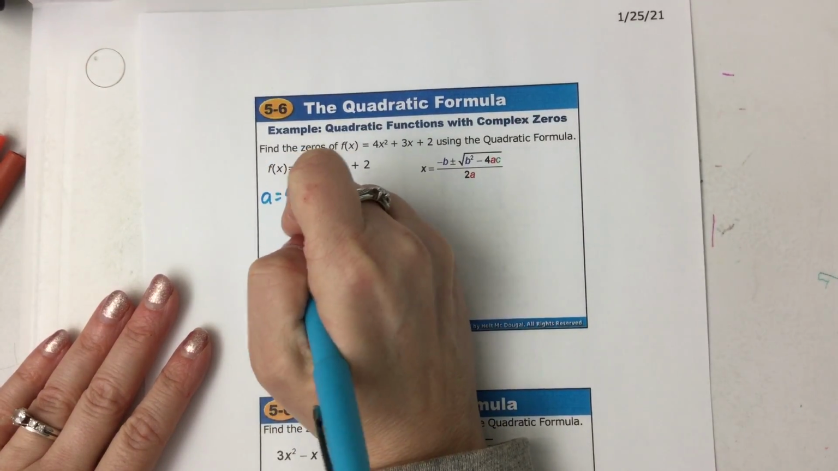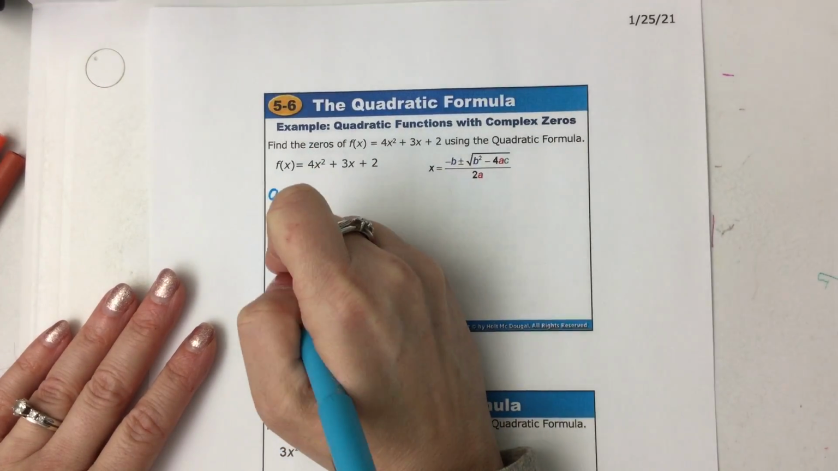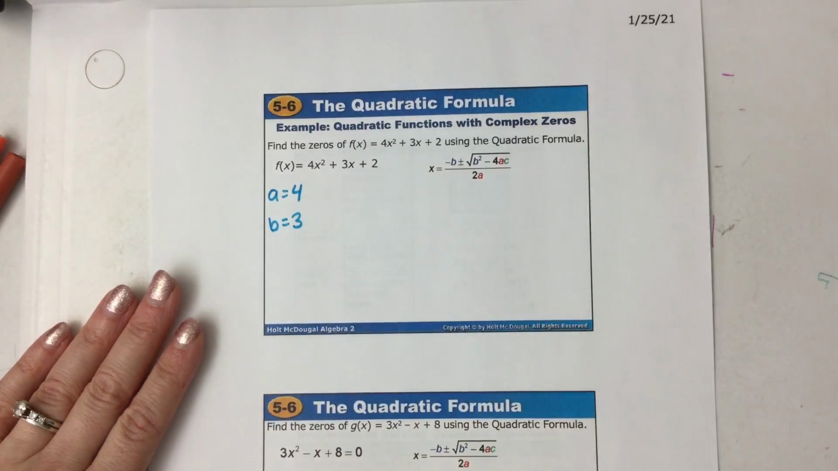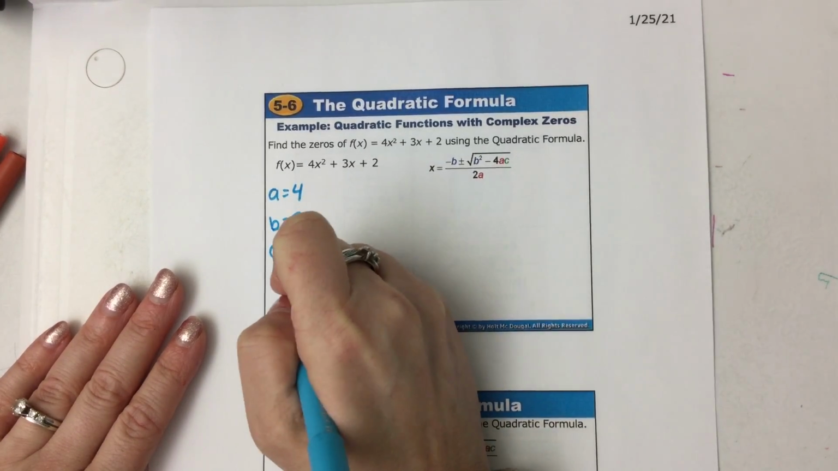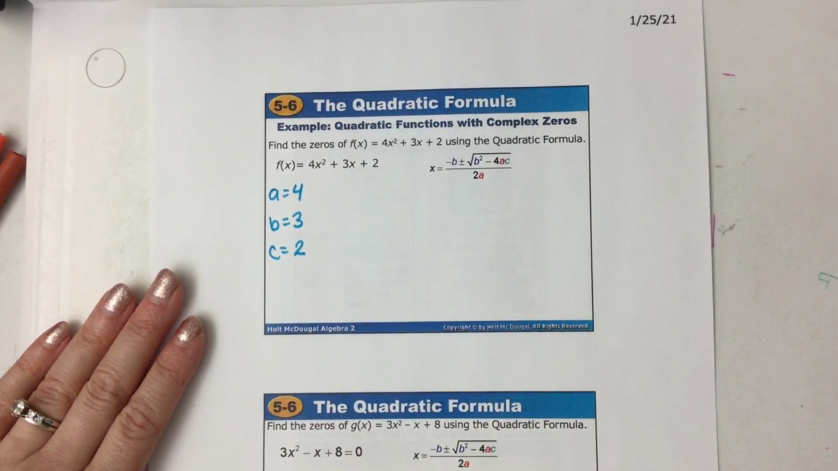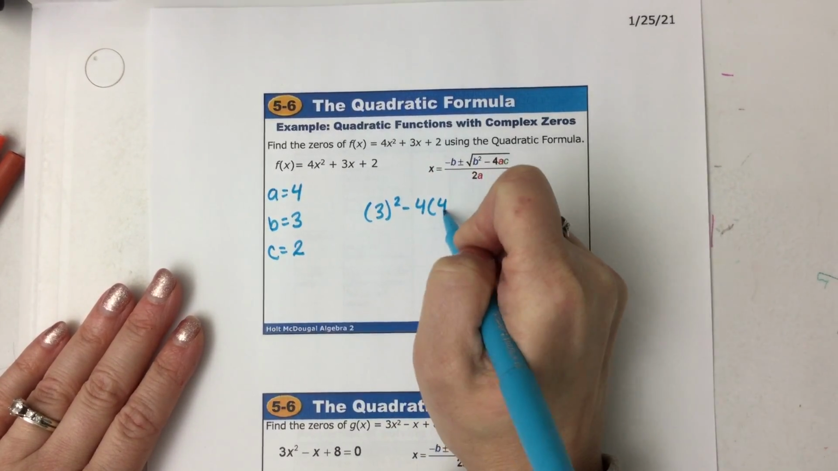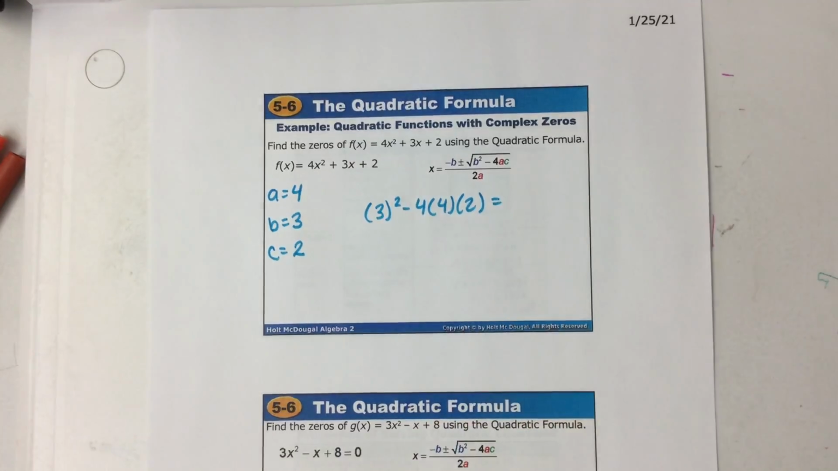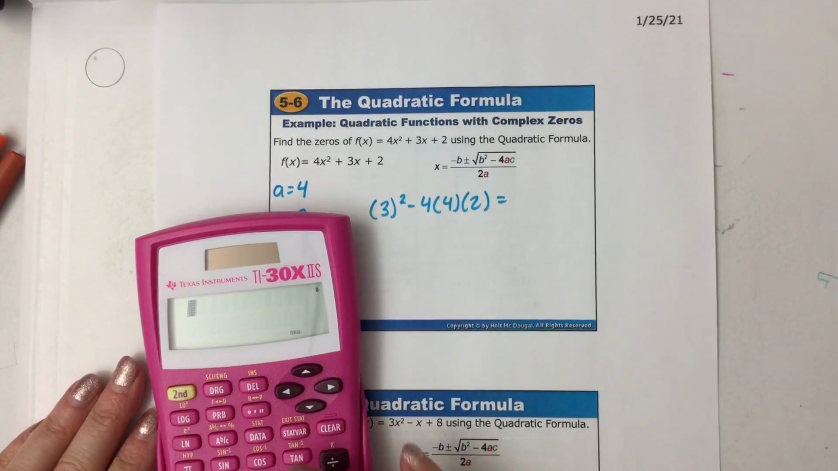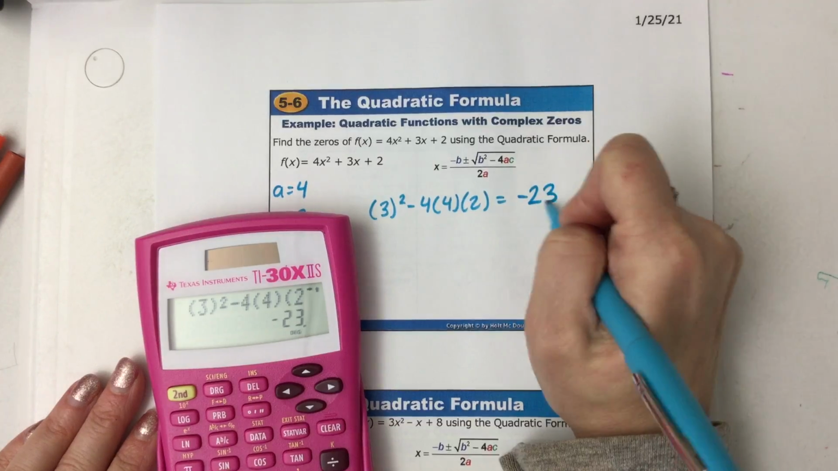A, the number in front of your squared term, is 4. B, the number in front of x, is 3. C, the number at the end, is 2. So b squared minus 4 times a times c. If I go ahead and calculate that, 3 squared minus 4 times 4 times 2. This is negative 23.